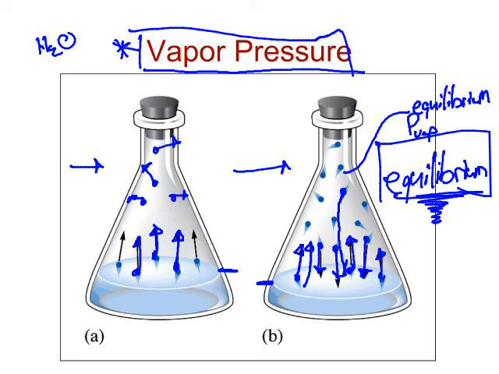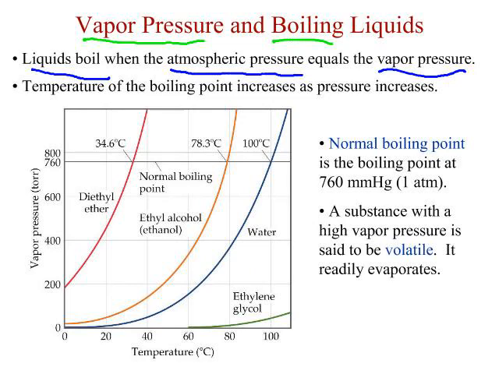So as you raise the temperature, more molecules go into the gas phase, they exert more pressure, and finally, when the vapor pressure exerted by the liquid is equal to the atmospheric pressure, that is when a liquid boils. And the temperature at which that occurs depends on the atmospheric pressure. Generally speaking, the boiling point increases as the pressure goes up. So we have to define the boiling point in terms of both temperature and pressure.